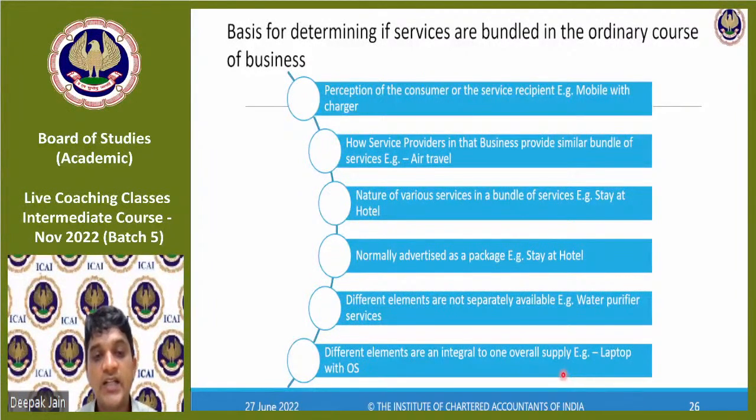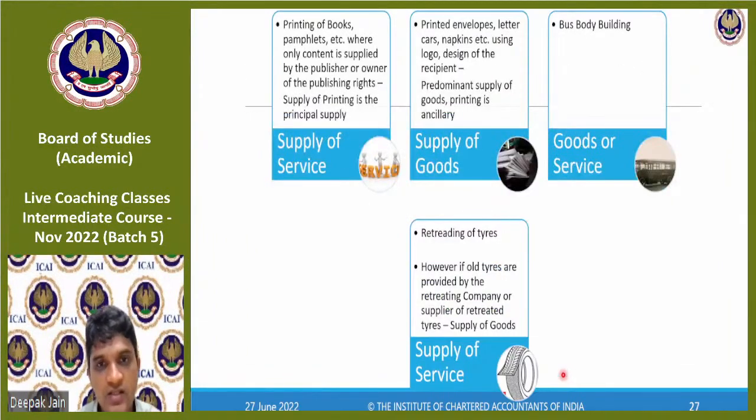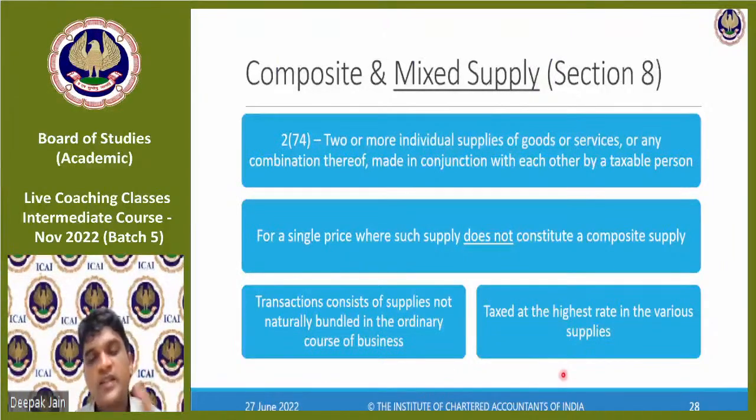So it's integral to one overall supply. That's why that's also treated as an example of composite supply. Okay. Others, before we get into this example, we'll understand what a mixed supply is. Mixed supply means two or more individual supplies of goods or services, or any combination thereof, made in conjunction with each other by a taxable person.